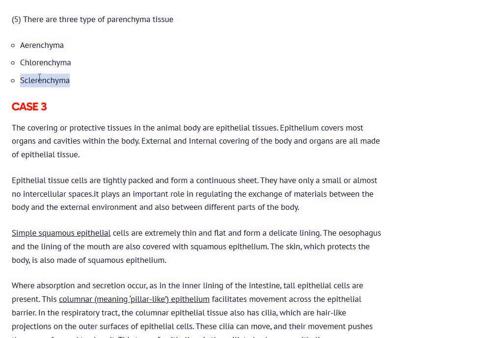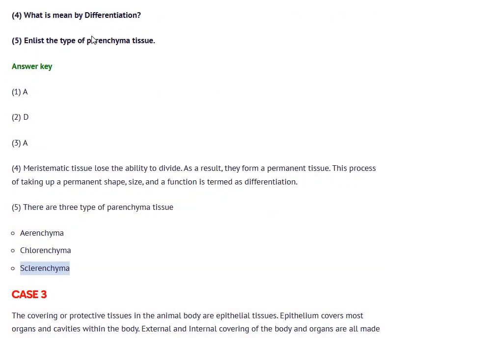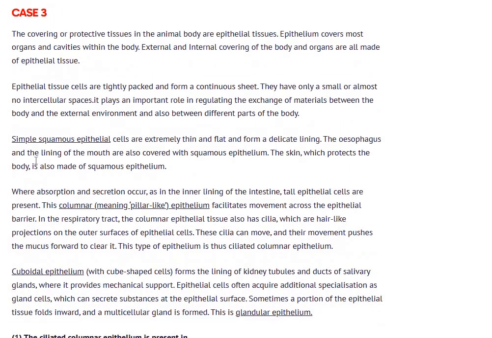Sclerenchyma is not a parenchyma tissue. I mean, it doesn't come within this tissue type. Okay. Case study 3. Let's get started. It's very important. That's why, guys, I'm reading it.